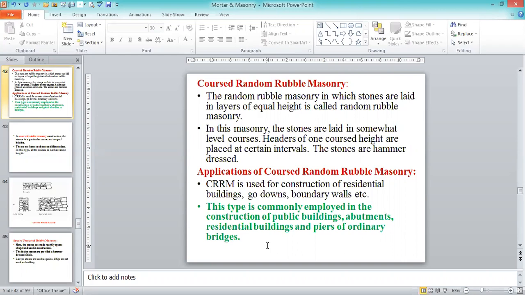Already I told you that coursed means in a systematic manner. If you take any component, there are three dimensions: length, width, and depth or height. So either you keep the length direction of the stone or the width direction of the stone, with length and height, or width and height. These are the only two ways we keep the stone or the brick in masonry. If we keep length and height, or width and height, throughout a complete layer, aligned in such a direction, then it is called coursed.